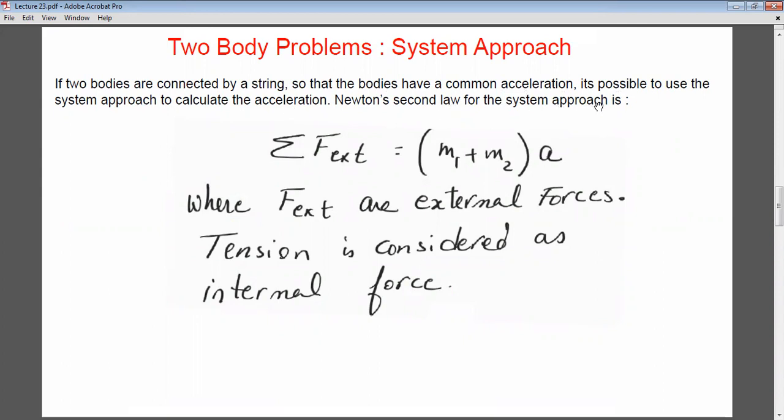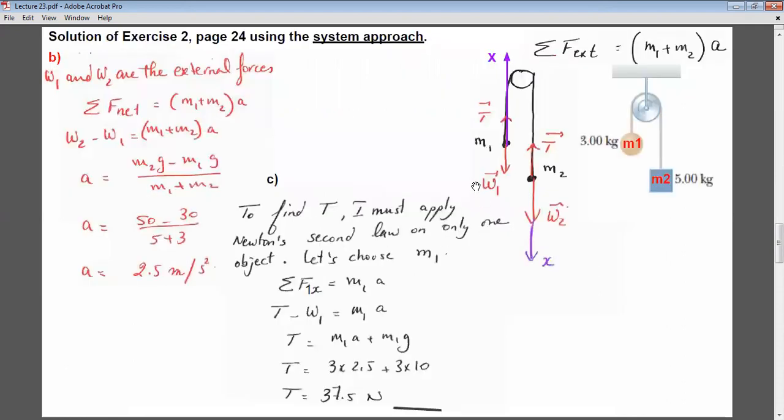Newton's second law for the system approach is summation of F external equal M1 plus M2 times the acceleration, okay? Where F external are the external forces. Tension is not an external force, it's an internal force because there is this rope connecting the two objects. So the tension is an internal force because it's along the rope from both directions. Let's see how we can solve the previous problem using the system approach.